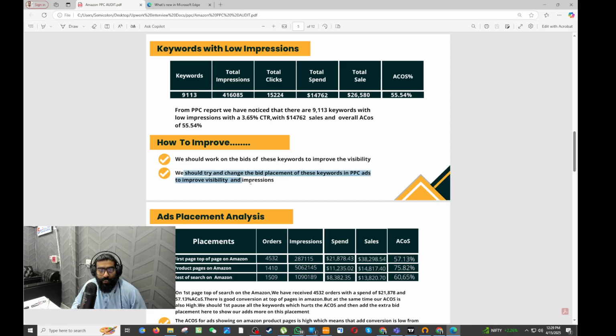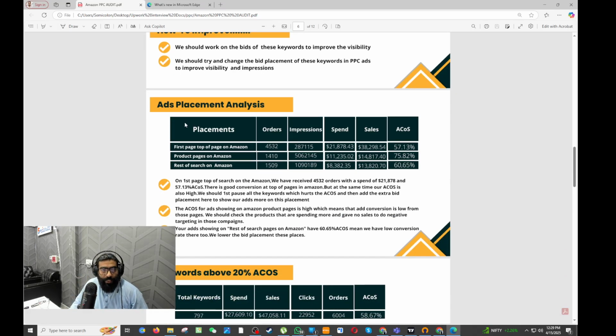So we should try and change the bid placement of these keywords in PPC ads to improve the visibility. Placement means we can put them on the first page of Amazon. That bid will be expensive, but that can drive more sales. So sometimes we lower the bid and show our ads not on the top, but it depends on the situation.